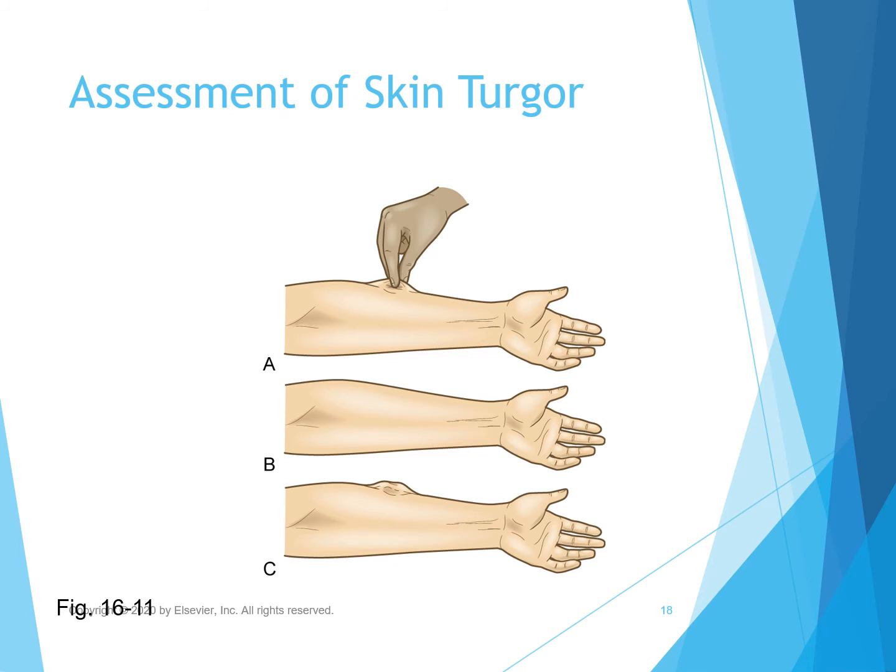This slide demonstrates the assessment of skin turgor. So when you pinch the skin, it should return nicely back down into normal shape. And then if you look at C here, it remains elevated a little bit, and that would be a sign of dehydration.